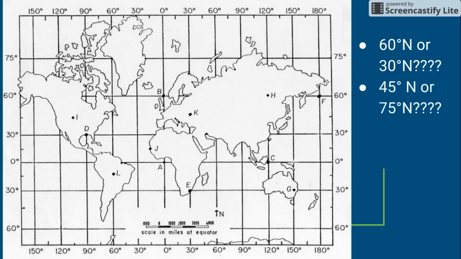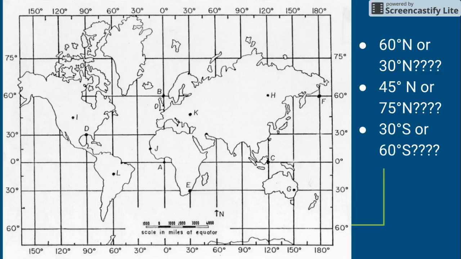How about these two? 45 north or 75 degrees north? Which is more north? 45 or 75? And just like before, you can look at this map, or you could just kind of look at which number is higher. And 75 is higher, so that means that it's more degrees north, so the 75 is the more north number.